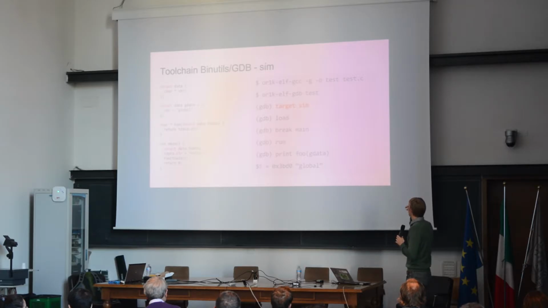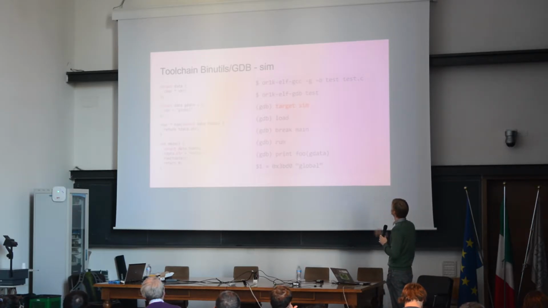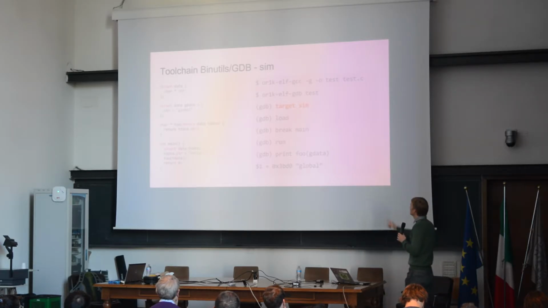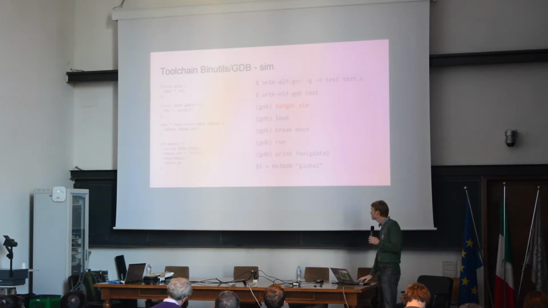But with a simulator, you can compile it. This is using the newlib toolchain, so we pass OR1K-ELF GCC, and we compile our test program. Then running GDB, I would say just GDB test, and I would start up the simulator by running target sim. That will load up this simulator as the target that we're going to run the code on. Then you say load, which will load the binary into the simulator's memory. I can set a breakpoint on main, and when I run it, it will stop right where main starts, and I can debug it.